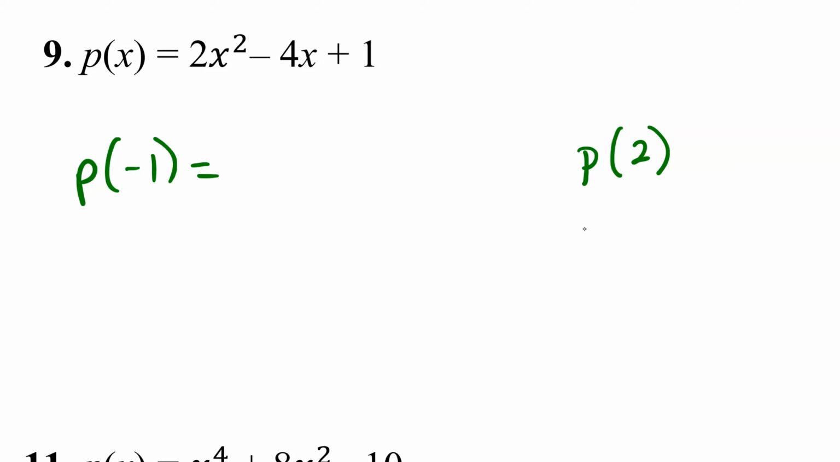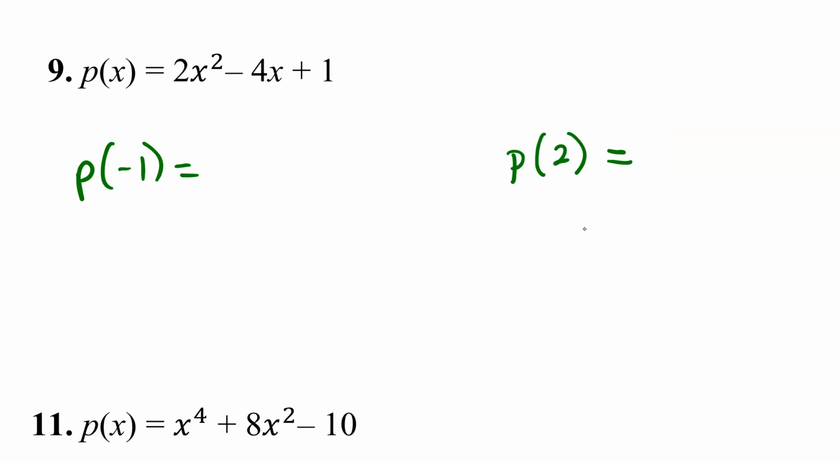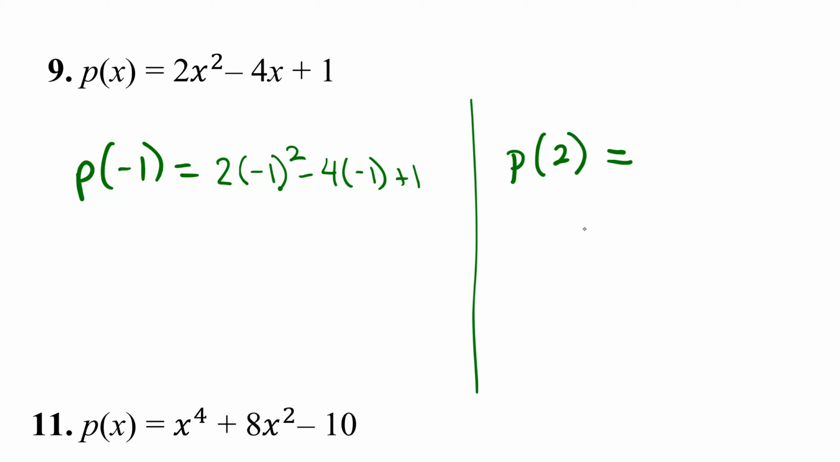There are 2 different ones we have to do. This is just function notation. We're just plugging straight in. Direct substitution is what it's called. Everywhere you see an x, you will plug in a -1 for the first example, and then everywhere you see an x, you'll plug in a 2 for the second one.